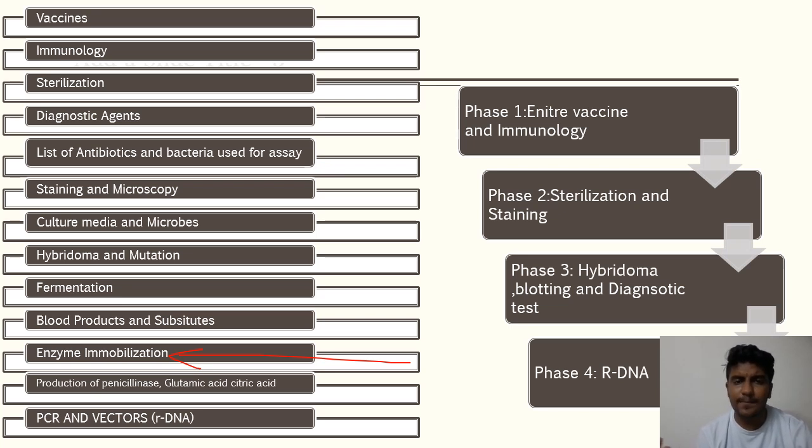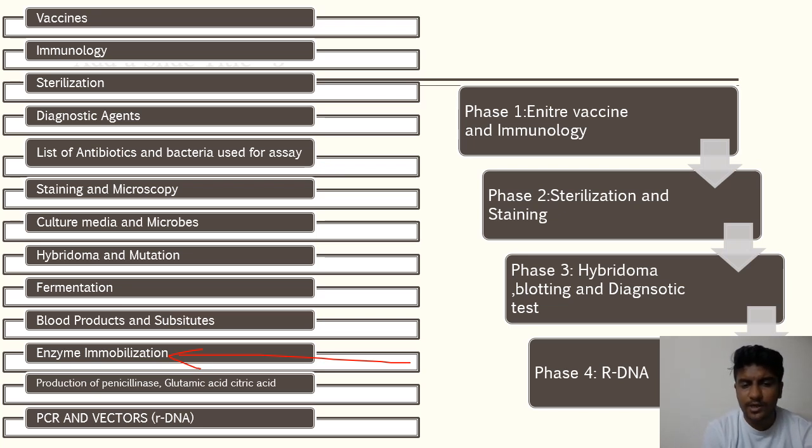Next up, you have the production of penicillinase, glutamic acid, and citric acid. These are produced by various microorganisms, like Corynebacterium glutamicum, which is a bacterium for glutamic acid. Aspergillus niger is another organism. Then you have many different types of microorganisms used for production of certain enzymes, hormones, and particular elements. So that is essential.